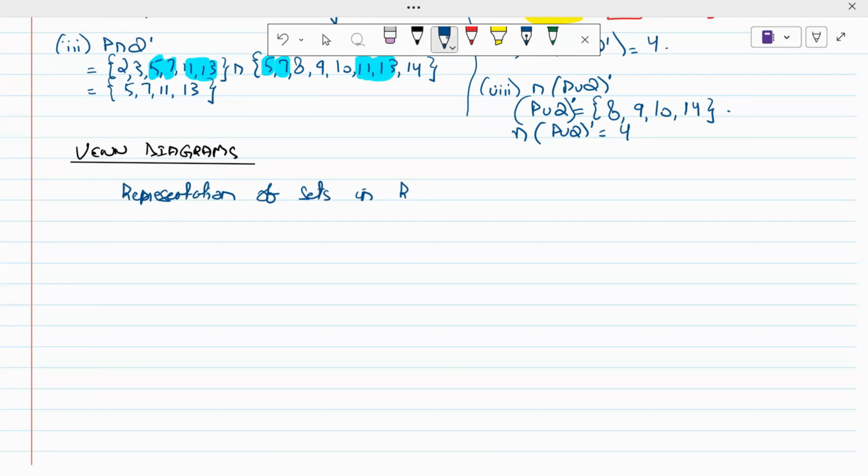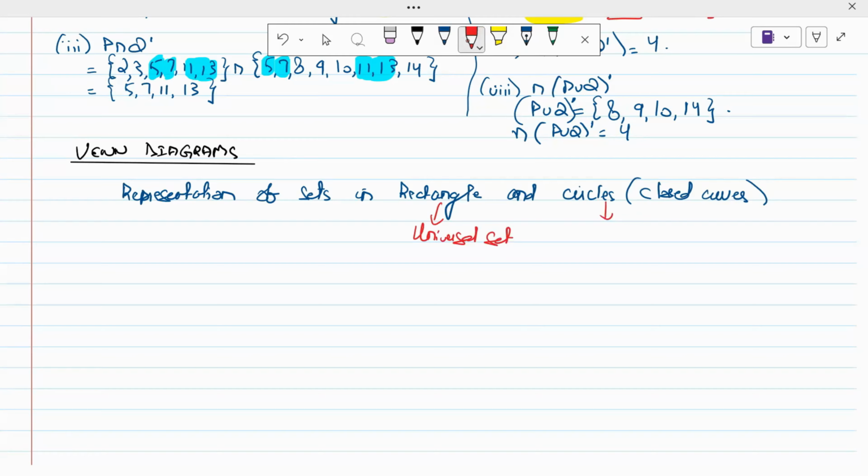in a rectangle and circles or closed curves. The rectangle is always the universal set. The circles are always the subsets inside the universal set.